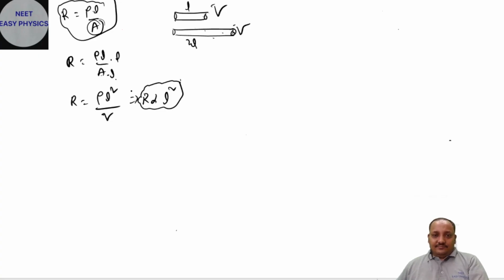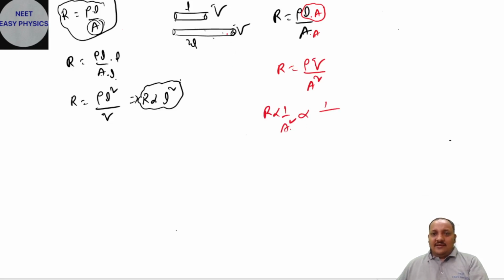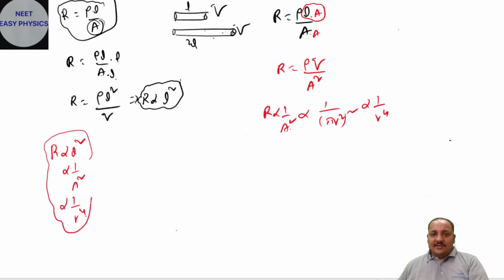Isn't it? Like that, if we are taking area to be changed, at that time, you should multiply and divide with area. Length into area gives volume. R is equal to rho V by A square. Now, R is inversely proportional to A square. If area is pi r square, whole square, therefore inversely proportional to R power 4. So resistance is directly proportional to L square, inversely proportional to A square, inversely proportional to R power 4. This is how resistance is going to be varied with the conductor.